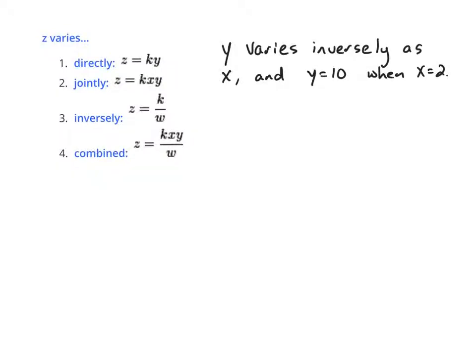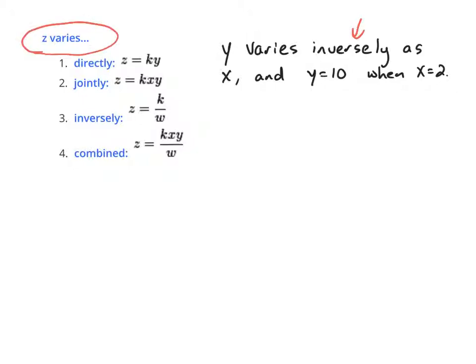Here we have y, and it's varying inversely as x, and I want to figure out what my inverse variation equation is when y is 10 and x is equal to 2. So the first thing I need to understand whenever I'm trying to set up my equations is what words like inversely mean. It's not just a matter of memorizing a bunch of equations out of the book. You actually have to set up your equations on your own.